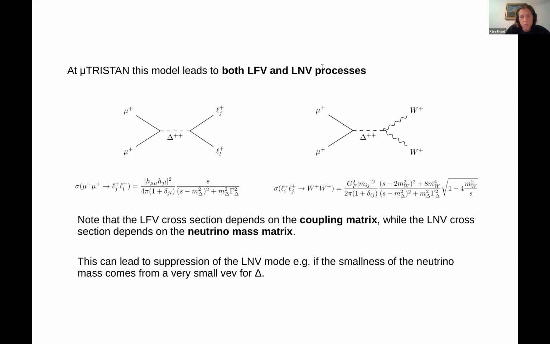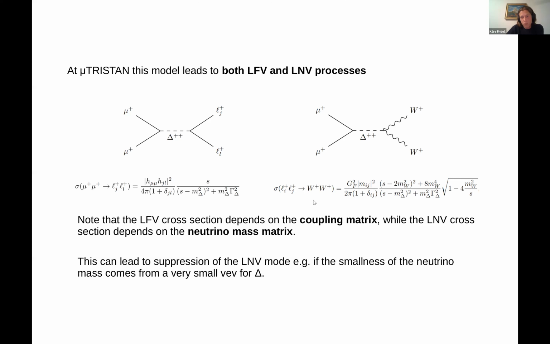So this type 2 seesaw model leads, of course, to the lepton flavor violating scattering, but also to the lepton number violating scattering I mentioned earlier. If you look at these cross sections, you see that the cross section for the flavor violating mode depends only on the Yukawa couplings, while the lepton number violating mode depends on the neutrino mass matrix, because, like I said, this is really a neutrino mass diagram. So we know that this cross-section has to be very small because the neutrinos are very light. But there's no reason to assume that these Yukawa couplings are small.